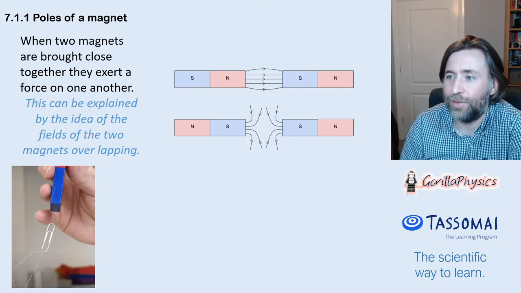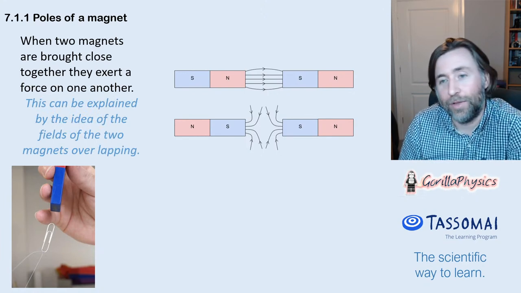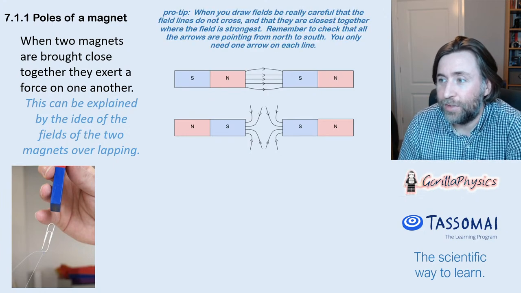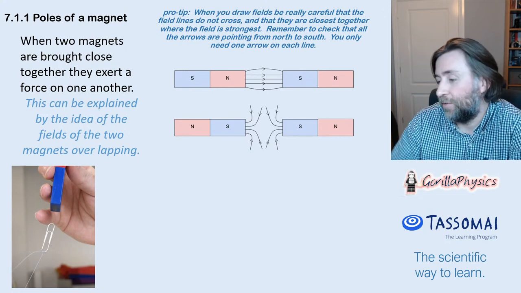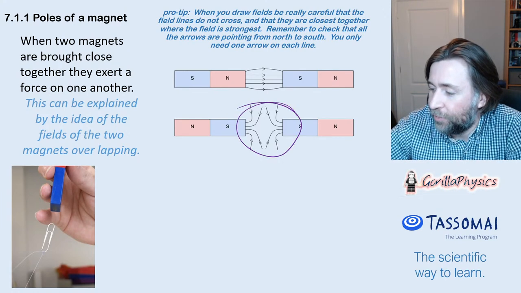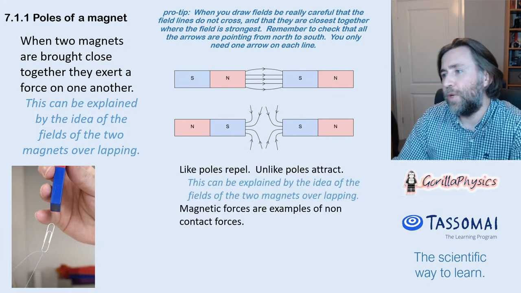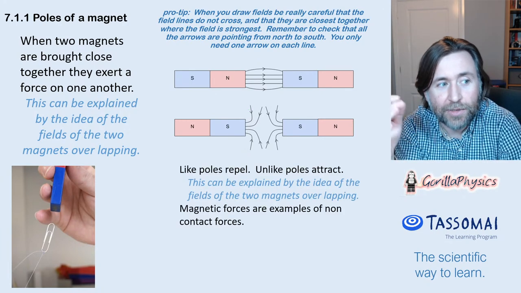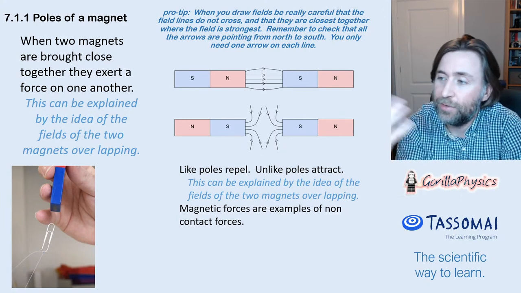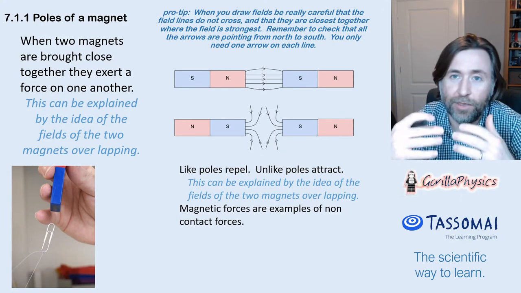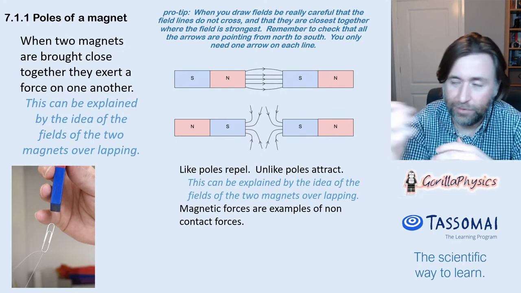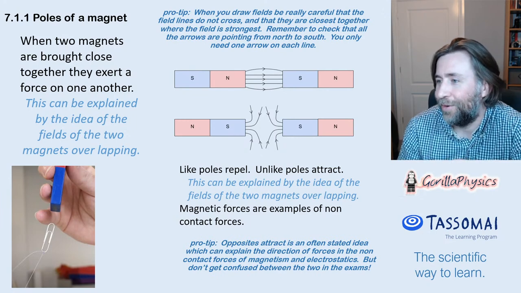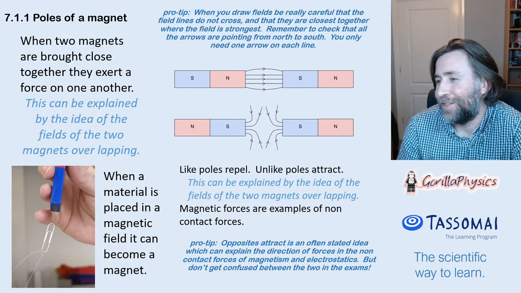Now, when two magnets are brought close together, they're going to exert a force on one another. That can either be attractive if it's opposites, and it can be repulsive if it's likes. So south and south here, this is a field which is causing a repulsion. Whenever you're asked to explain why a magnetic force arises, it's a good idea to talk about fields overlapping. So essentially, when the two permanent bar magnets come together, their fields overlap and they interact, so they have a force. Like poles repel, and unlike poles, opposites attract.